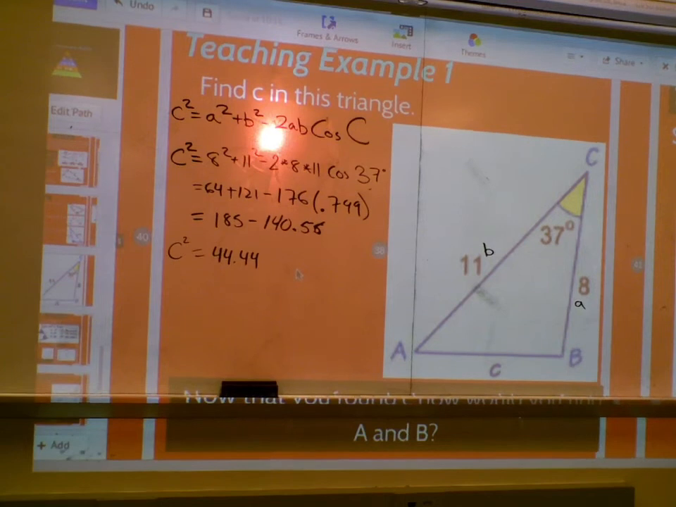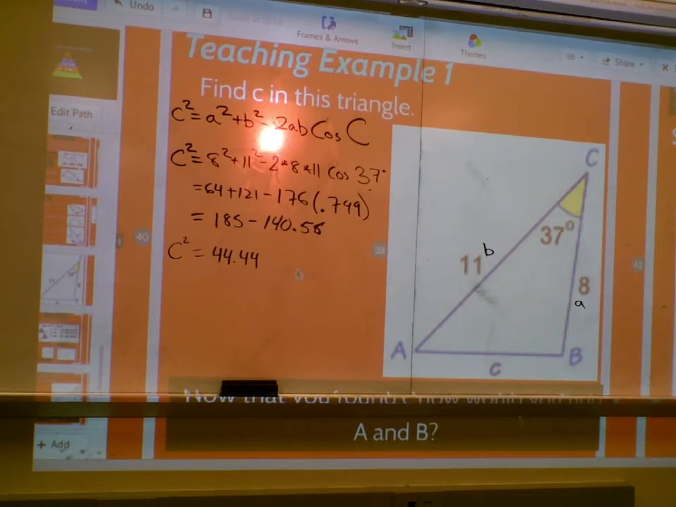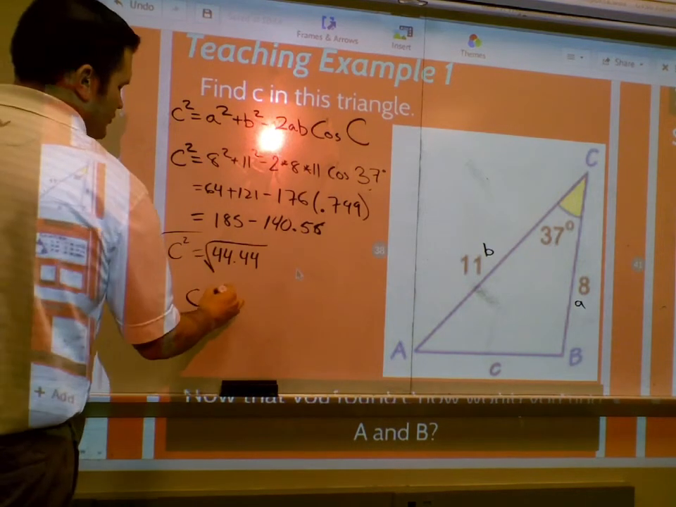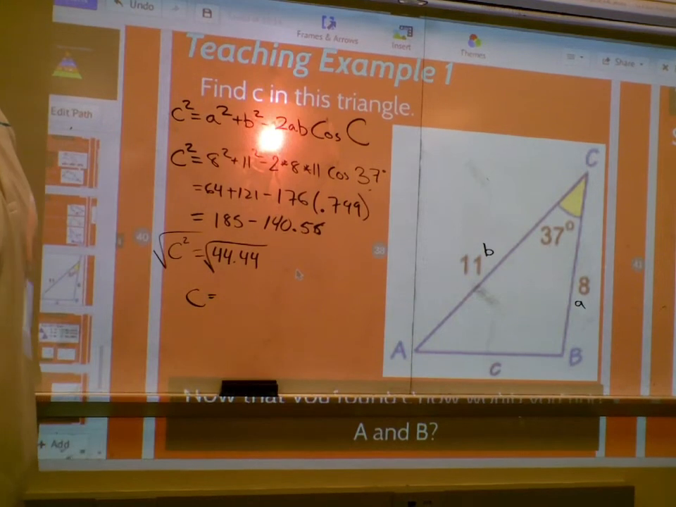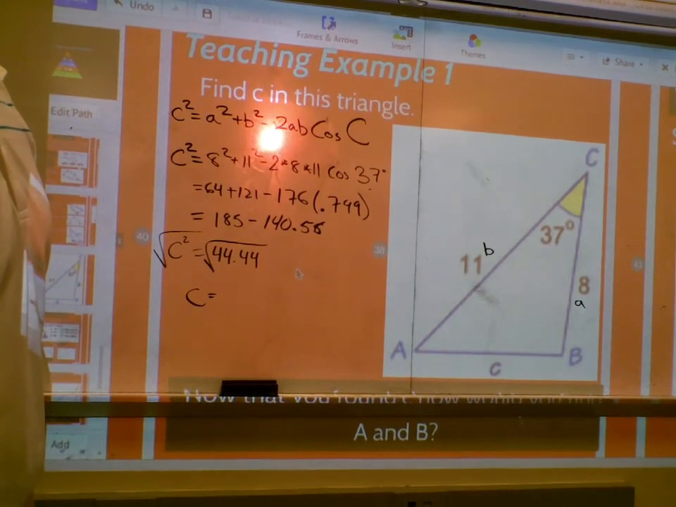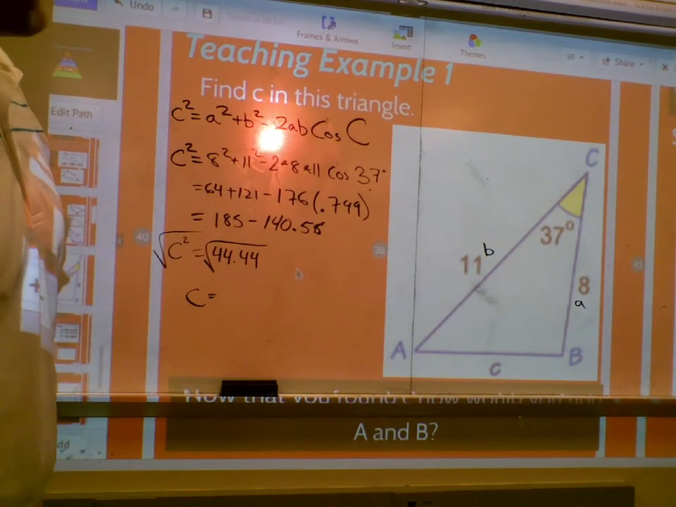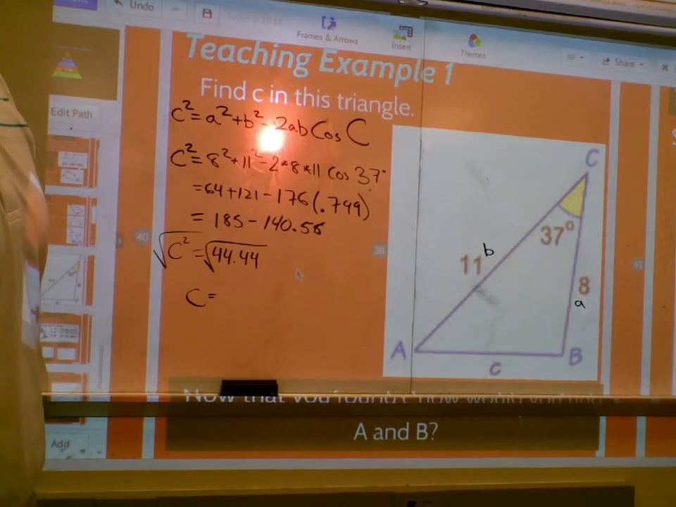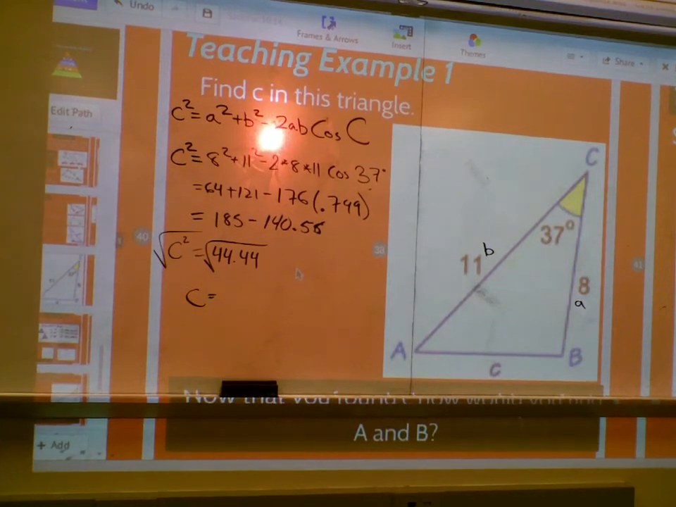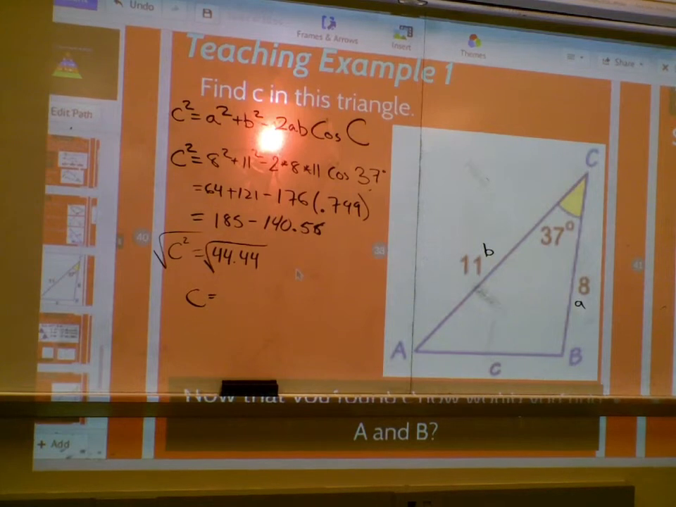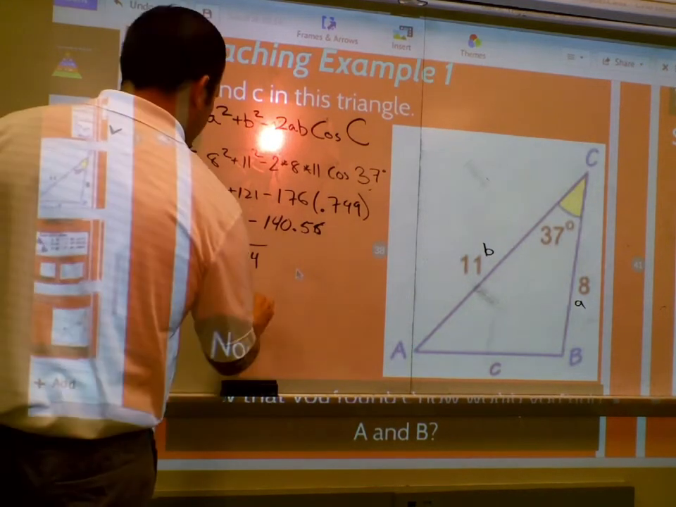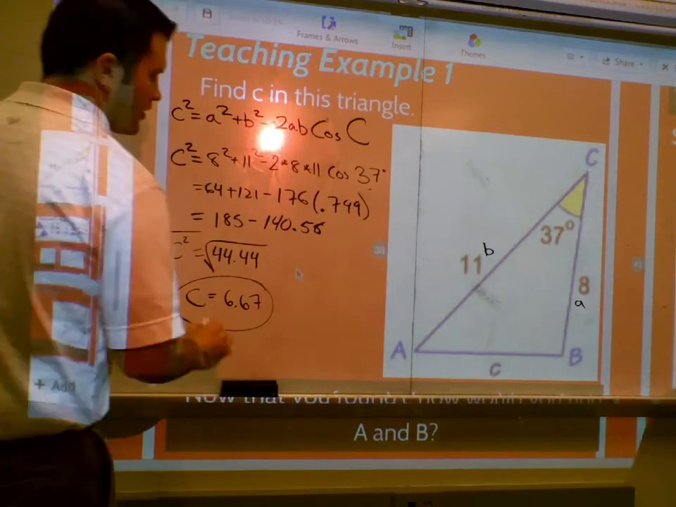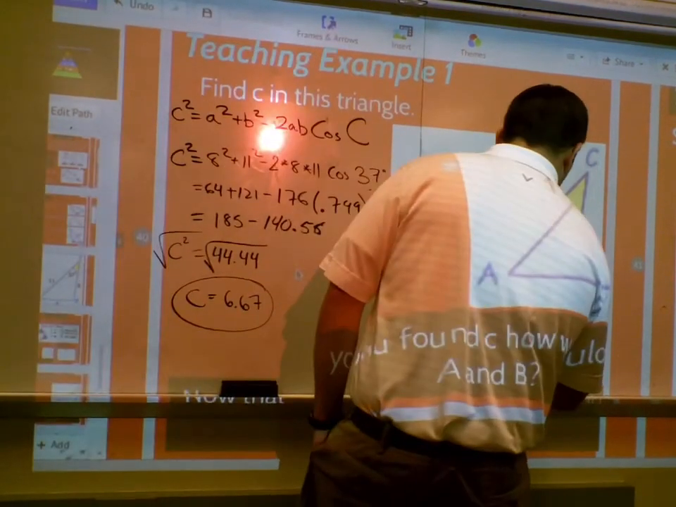So is that how long C is? No, that's not how long C is. It's close! We've got to square root it. You've got to do something radical here. So we square root 44.44. I rounded incorrectly the first time; it's 140.56. And the square root of 44.44? 6.67. That means C is 6.67.